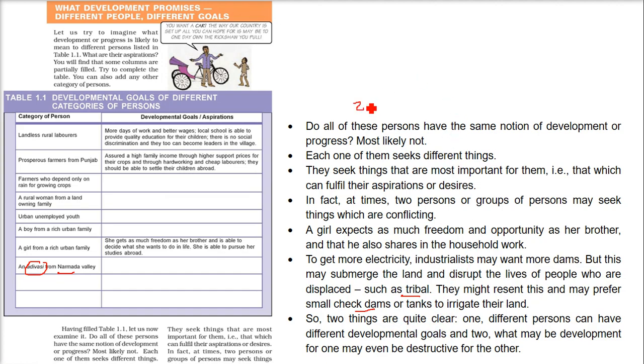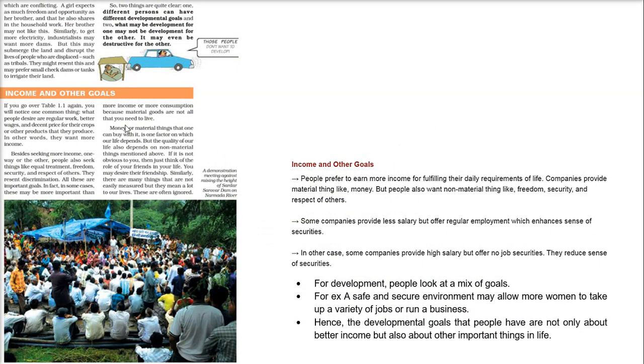So one or two things are quite clear here. The first thing is, different persons have different aspirations, and different definitions as far as development or development goals are concerned. And the second thing, that what may be development for one person, the same development may be destructive for another.